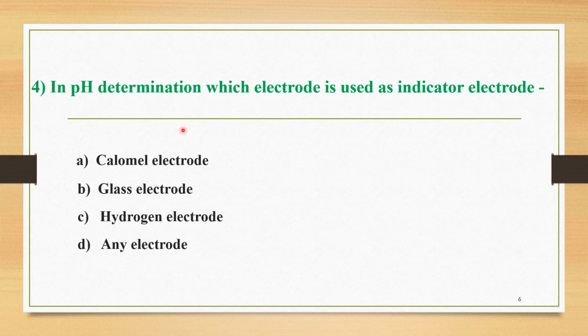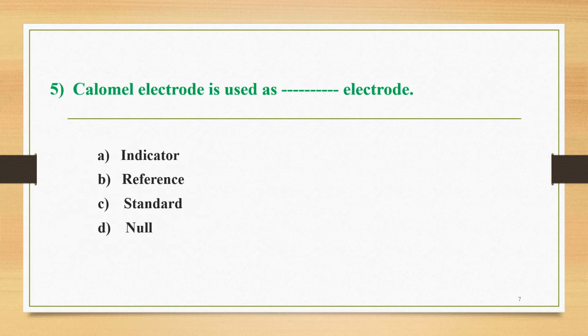In case of this pH determination, the indicator electrode which is commonly used is nothing but this glass electrode, and that's why the correct option among these four is option B, that is, the indicator electrode is called the glass electrode. The next question, question 5, is here.